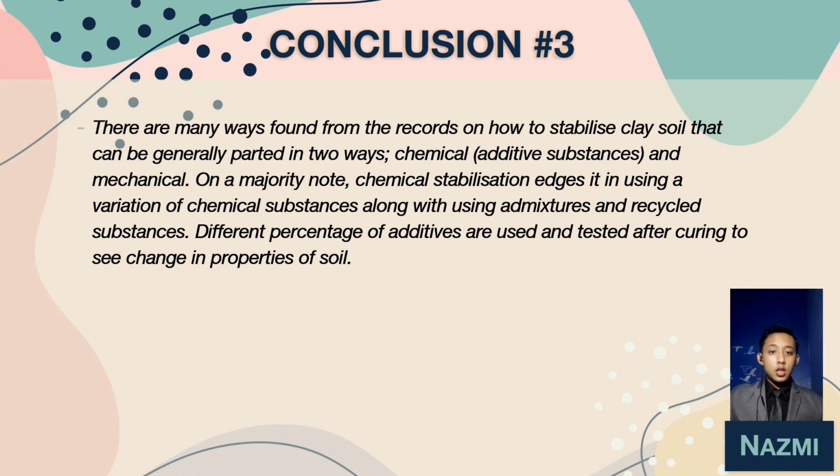For the conclusion for the third objective, there are many ways found from the records on how to stabilize clay soil that can be generally parted into 2 ways, which is chemical and mechanical. On a majority note, chemical stabilization aids in using a variation of chemical substances along with used and recycled substances. Different percentages of additives are used and tested after curing to see the change in properties of soil.